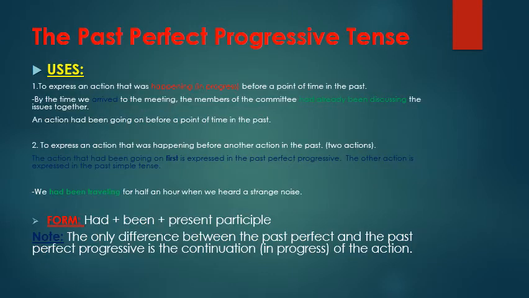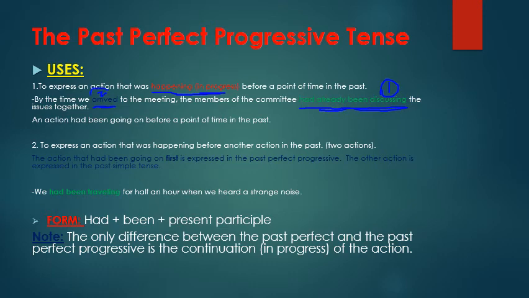Okay, now this brings us to the past perfect progressive tense, very, very similar to the past perfect tense. The only difference is the following. To express an action not that happened, that was happening or in progress before a point of time in the past. For example, by the time we arrived to the meeting, the members of the committee had already been discussing the issues together. What was happening first? Not what happened, what was happening? They had already been discussing.